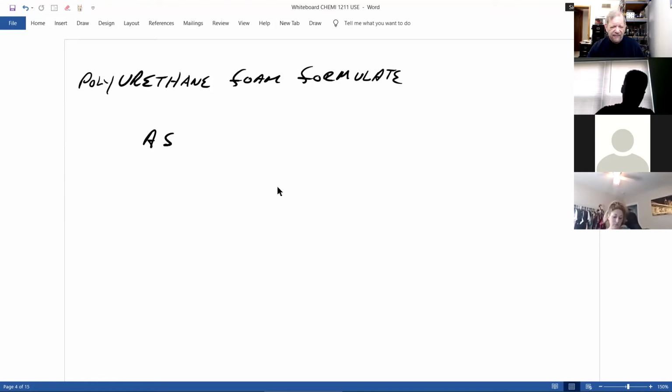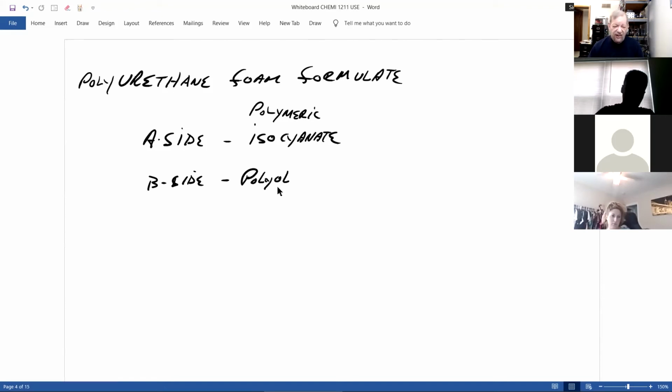And you have an A side, which is the isocyanate, or a polymeric isocyanate, it's sometimes called. Then the B side contains the polyol, the polyhydroxy compound. It has what's called the blowing agent. A blowing agent is a low boiling inert material, liquid or substance. It used to be Freon till they found out what Freon did to the ozone layer of our planet. Now they use other blowing agents.